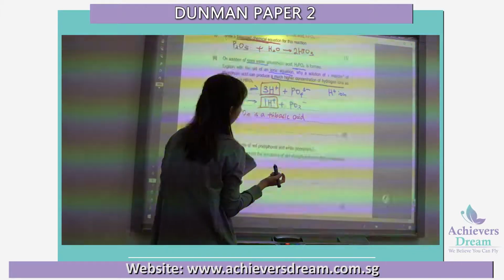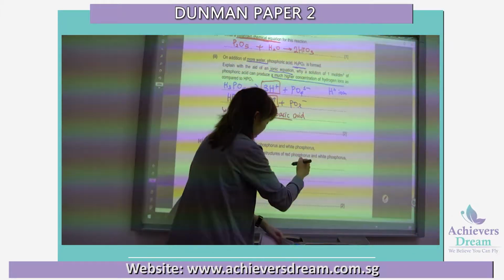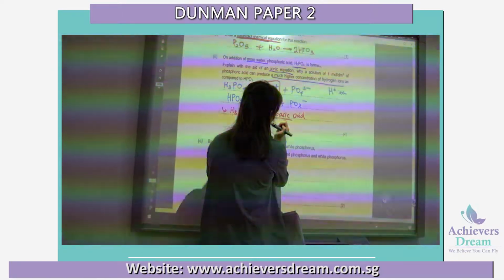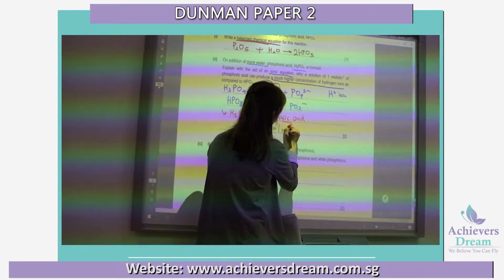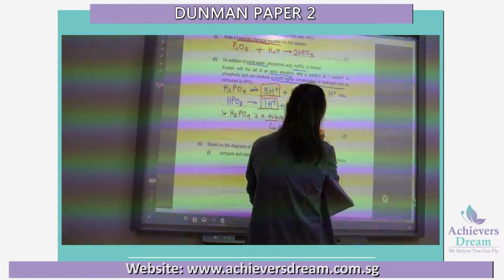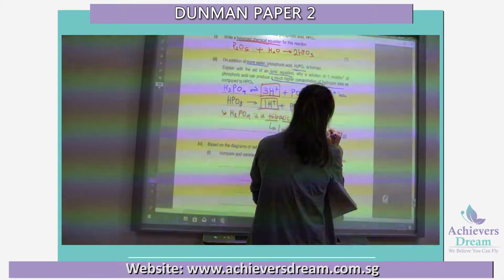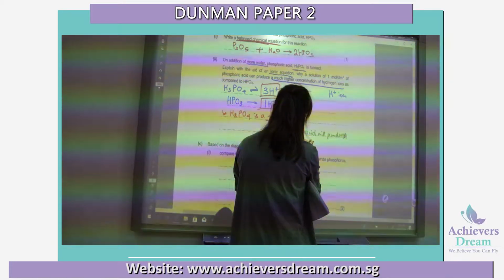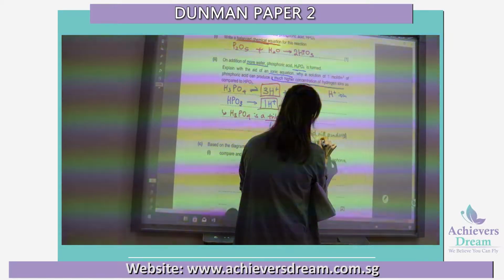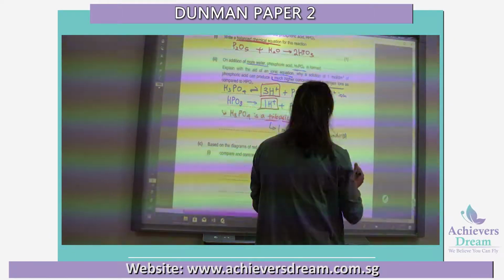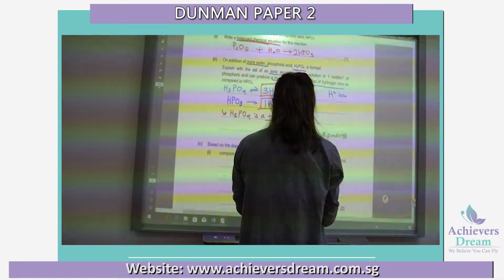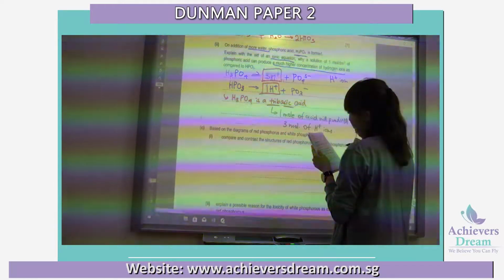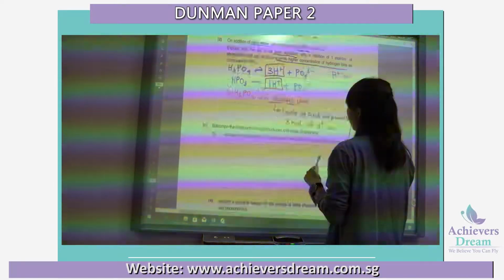So what does tribasic mean, right? It means that 1 mole of acid will produce 3 moles of H plus ions. Okay? So 1 mole of acid will produce 3 moles of H plus ions to be neutralized in water.